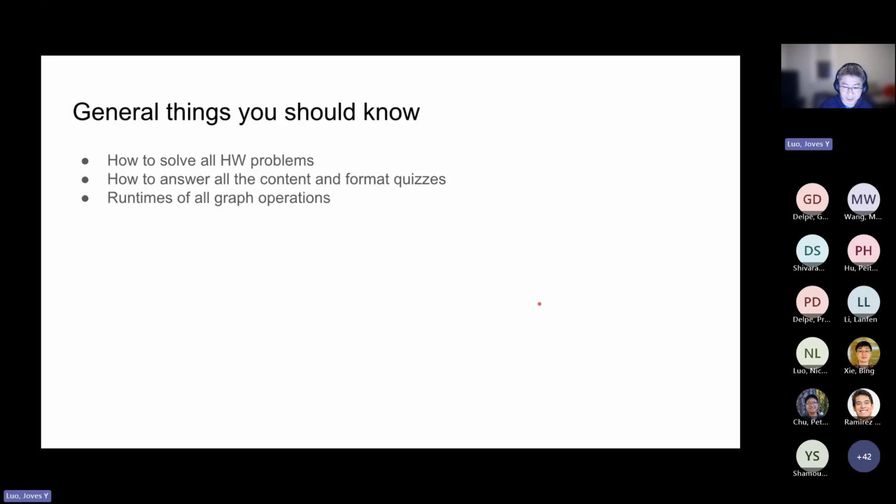Runtime of all graph operations. So how to update an edge weight, to remove an edge, to remove a vertex, to add a vertex, to add an edge, to delete all edges that fit a certain requirement. Go read up on that and learn what the runtimes for those are.